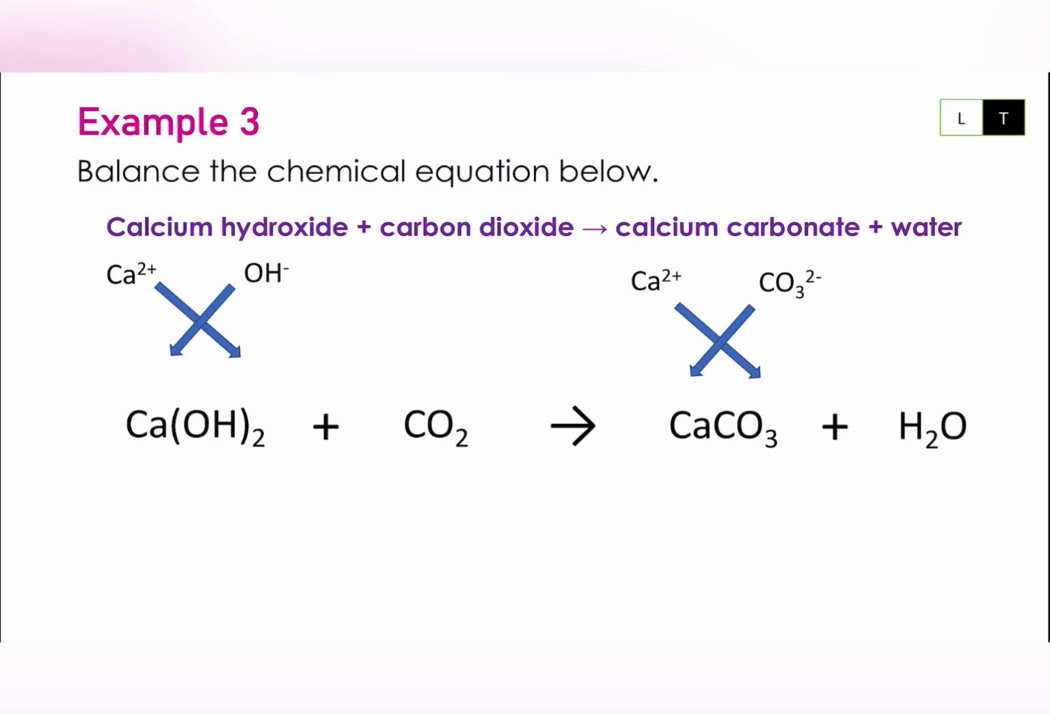So I'm going to follow MINHO. For the metal, I have calcium, one of it on each side, and there is no polyatomic ion. Next, I'm going to determine non-metal, none of it as well. So I will skip that part and go to hydrogen. I have 2 hydrogen here and 2 hydrogen here. Both are balanced. And last but not least, I have 2 plus 2, 4 oxygen atoms on the left. And I got 3 plus 1, 4 oxygen atoms on the right. So this equation is already balanced.